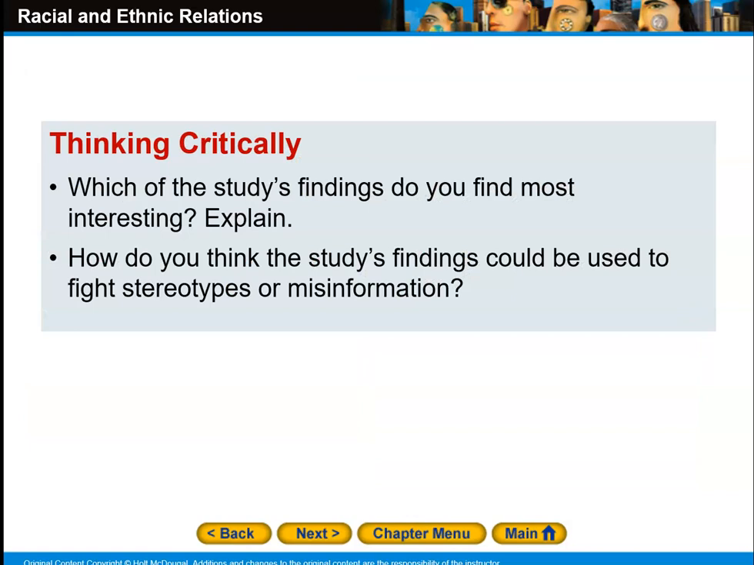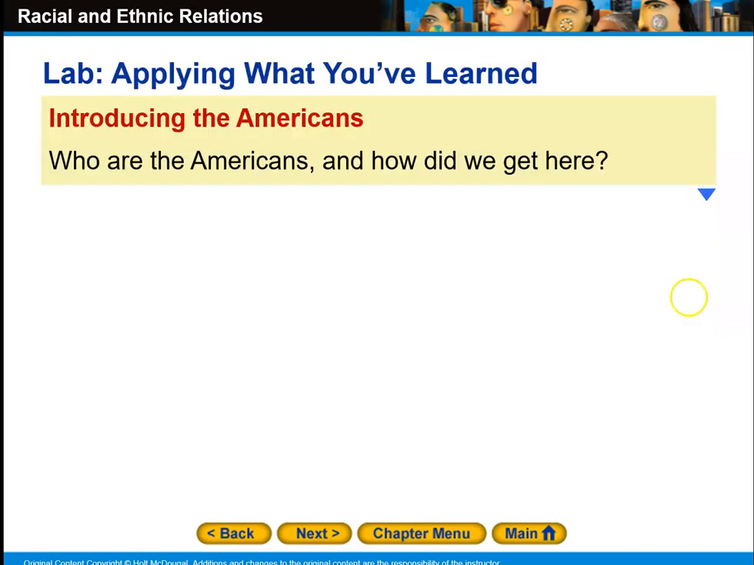So which of the study's findings do you find most interesting? How do you think the study's findings could be used to fight stereotypes or misinformation?